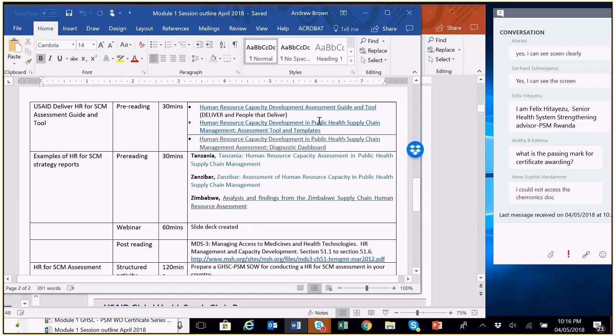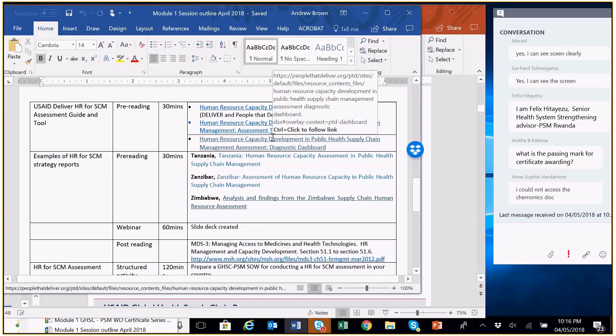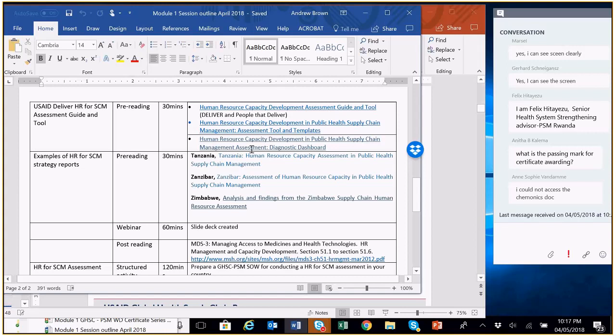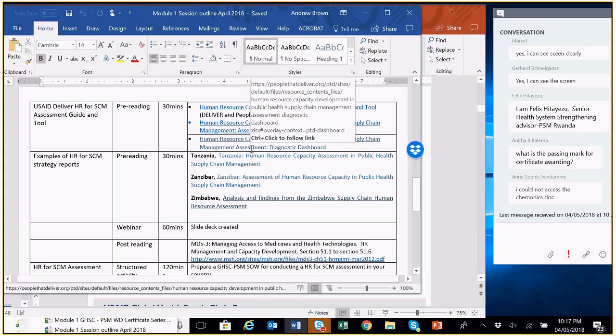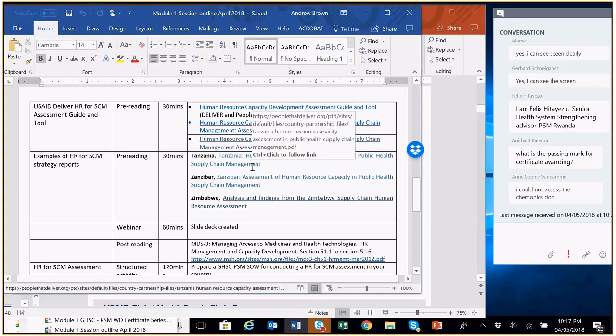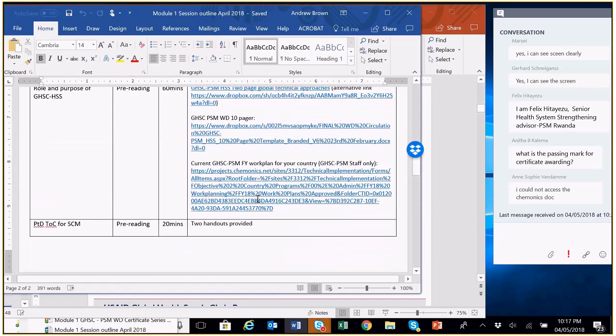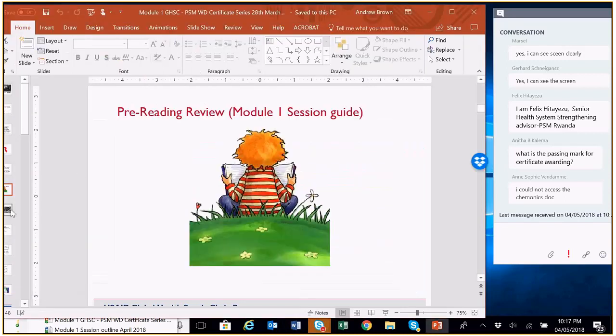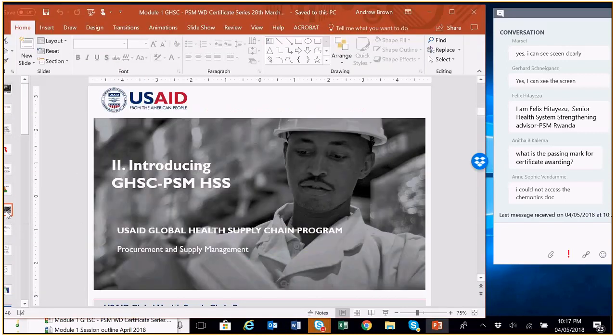If you're short on time for reading, I really want you to make sure you read this one. This is the Human Resources for Supply Chain Management Assessment Guide and Tool. We're going to talk about it in detail. And these are examples of human resources assessments that were conducted in Tanzania, Zanzibar, and Zimbabwe using that tool, and it gives you an idea of some of the results. So it's just a quick review of the pre-reading that you may have missed if you were unable to get to it, but I would encourage you to do that pre-reading.